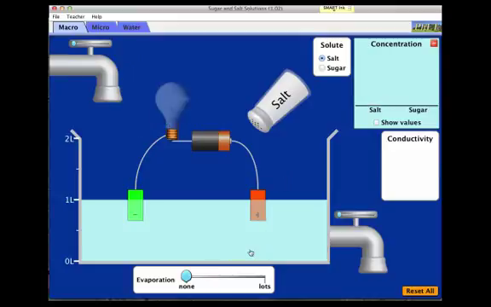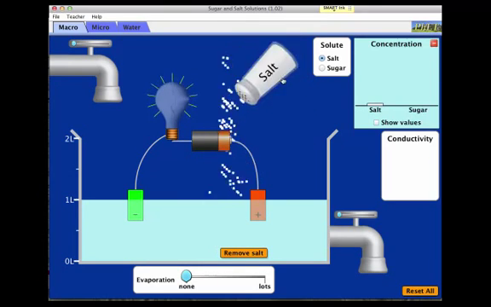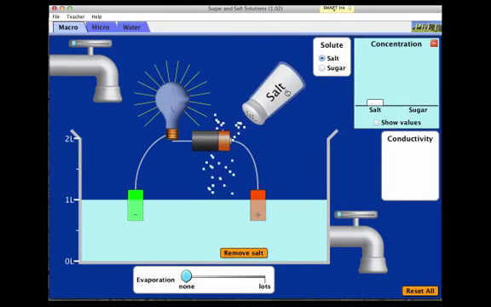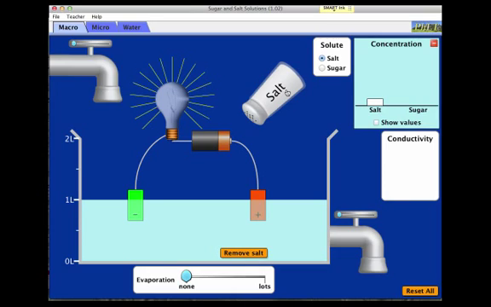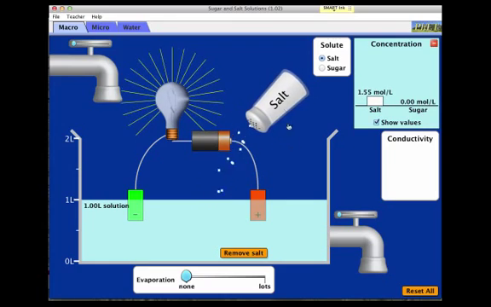So if I remove the salt, my light bulb dies because there's no ions, no charged particles to carry the electrical current. So let's get our light bulb back on. And let's see what our conductivity looks like now. That's a lot better. So I have a concentration of salt. Let's see the value, 1.13 moles of salt in every liter of water. So we'll add some more.